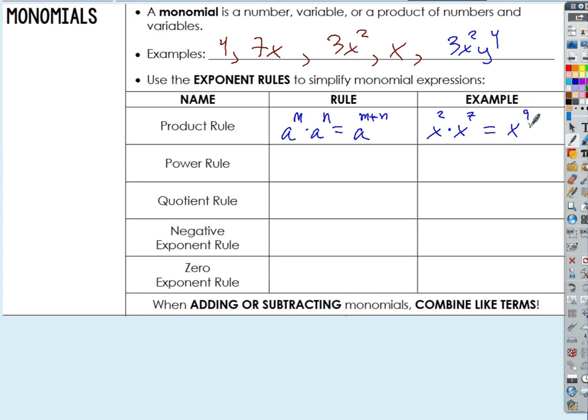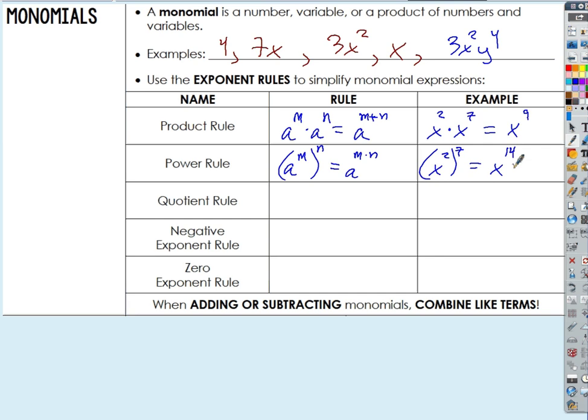Okay, the power rule. If I take a power to a power, what do I do? Good, I multiply exponents. So that's equal to a to the power m times n. For example, if I did x squared to the 7th, that's equal to x to the what? 14. Good.